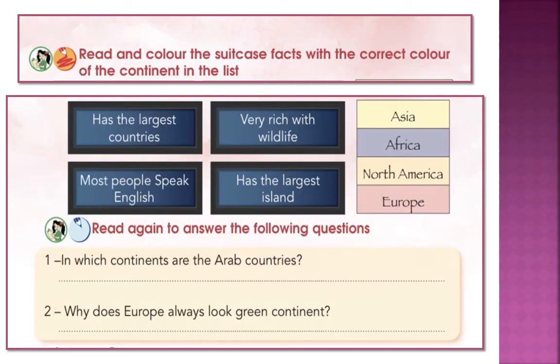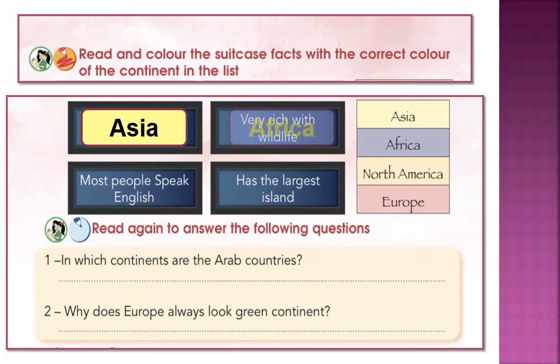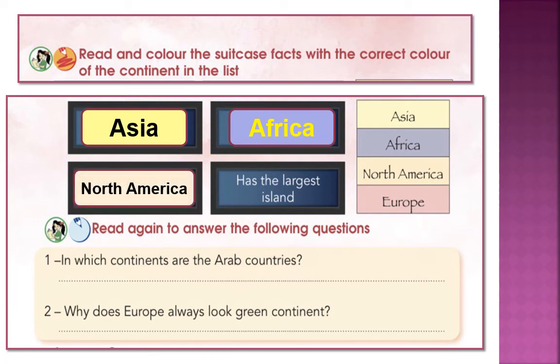Here in this page, read and color the suitcase facts with the correct color of the continent in the list. Has the largest countries? It's Asia. Very rich with wildlife is Africa. Most people speak English, North America. Has the largest island? It's Europe.